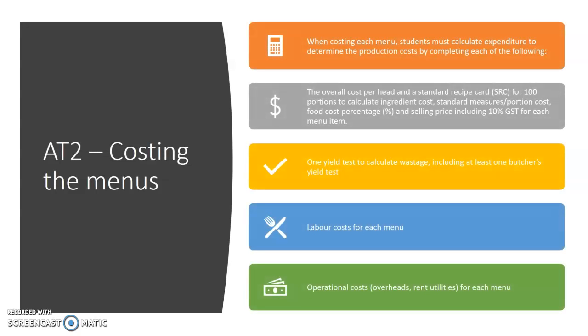In Assessment Task 2, it's going to be time to cost those menus. This is obviously very similar to plan and cost menus, which you've done before. And with costing each menu, you need to make sure you calculate accurately the expenditure to complete these dishes. And we're going to do it in a sense of costing it to make 100 portions. And I'll talk about that in next week. We must make sure we work out selling prices and then always add our 10% GST. For each menu, you'll need to do 1 yield test. You'll labour cost each menu, and you'll work out the operational cost for each menu.